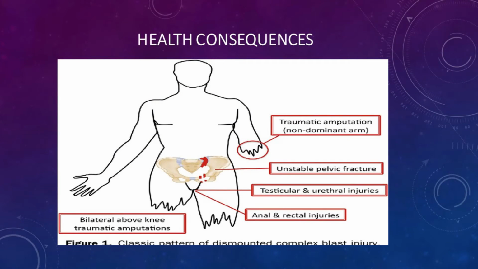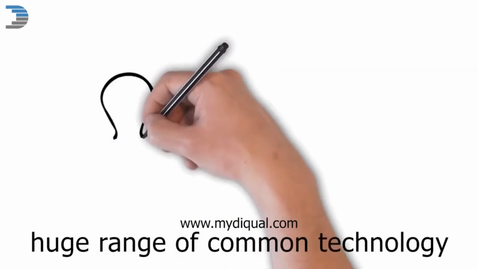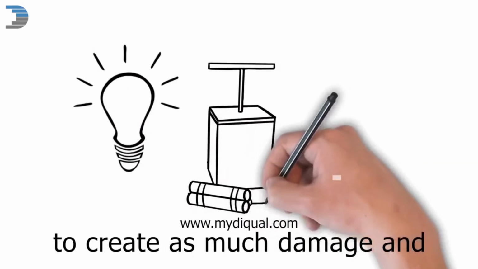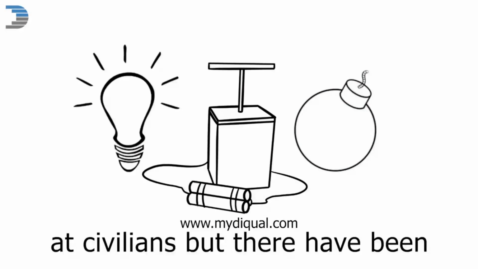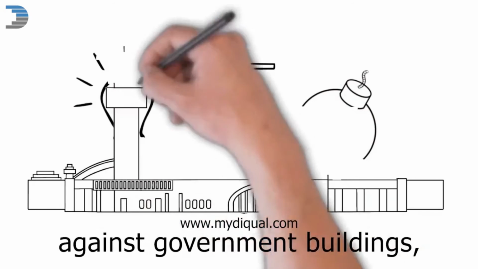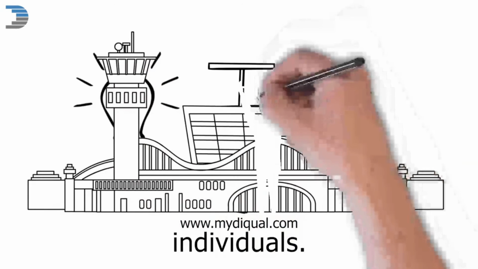Another health consequence of IED: the explosion of an improvised explosive device can cause traumatic injury, because it can cause amputations of hands and legs. Terrorists are creative and have a huge range of common technology and expertise available to them. They are innovative and often seek to create as much damage and publicity as possible. Acts of terrorism are often targeted at civilians, but there have been many cases of such acts targeted against government buildings, private companies, and even individuals.